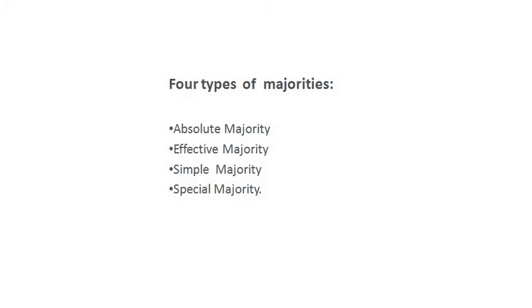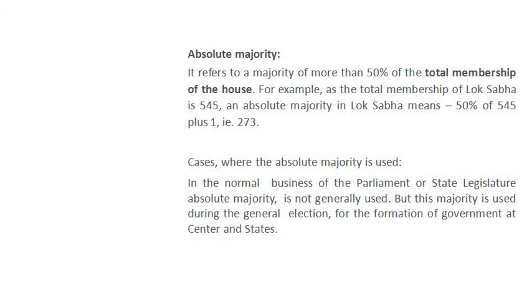So there are four major types of majority, as I said: absolute majority, effective majority, simple majority and special majority. We will be discussing all four one by one. So the first one is the absolute majority. Absolute majority is the 50% membership of the total house.